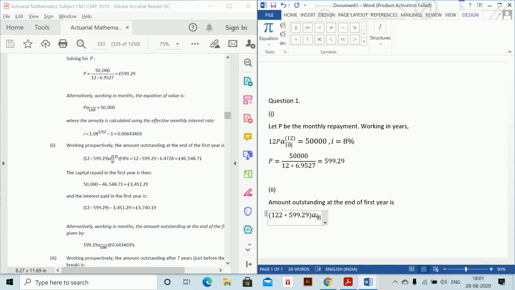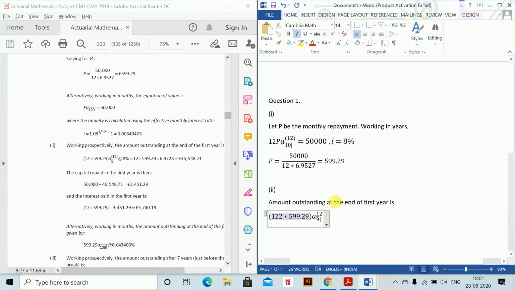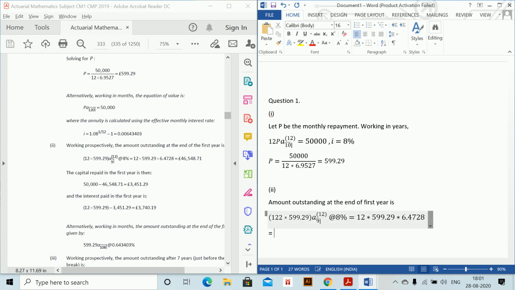putting this 9 to the power 12, again 12 in brackets. So these things you have to be careful about every time you write it, that you put double brackets in one go so that you don't have to come back. At the rate 8%, this is equal to 12 into 599.29 into 6.4728. So this calculates to 46548.71.